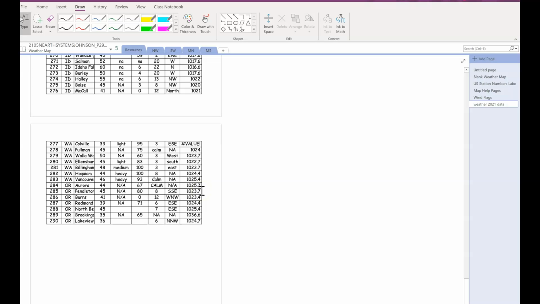When you're doing air pressure, you take off the decimal and you only write the last 3 numbers. You're going to write those in the upper right-hand quadrant of your weather station circle. If there's no decimal, then you're going to assume that the decimal's here and add a 0. Again, take off the decimal and write the last 3 digits.